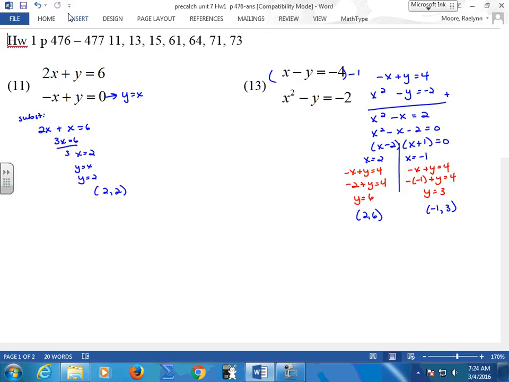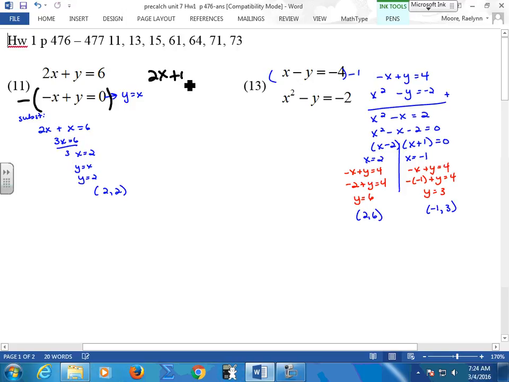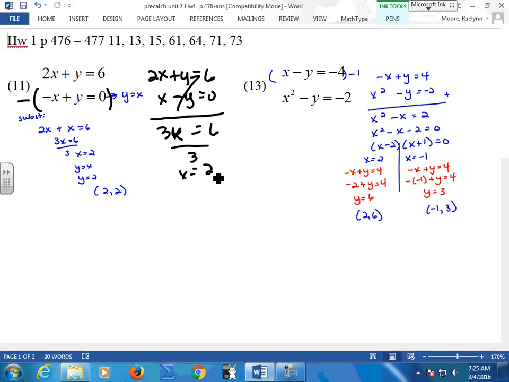So what did you do, Jordan? How did you eliminate? I put a negative in the bottom. You put a negative on the bottom. So we kept the 2x plus y equals 6, and this became a positive x minus y equals 0, right? 3x equals 6, and x is equal to 2. Find it? Okay, and then just go back and plug it in. Actually, y is equal to x here, so then y is equal to 2.